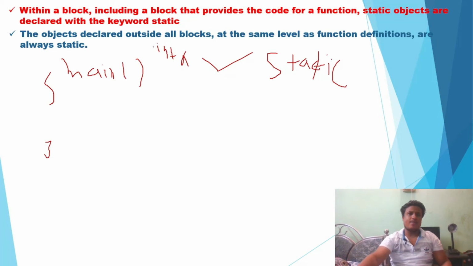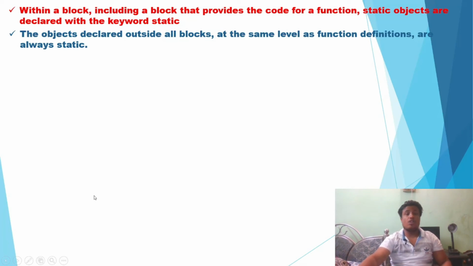So the object is outside the block. Suppose this is the main block. If something is declared outside a block, it is treated as a static one. This is what is meant by this definition. Remember these points. So now moving on.